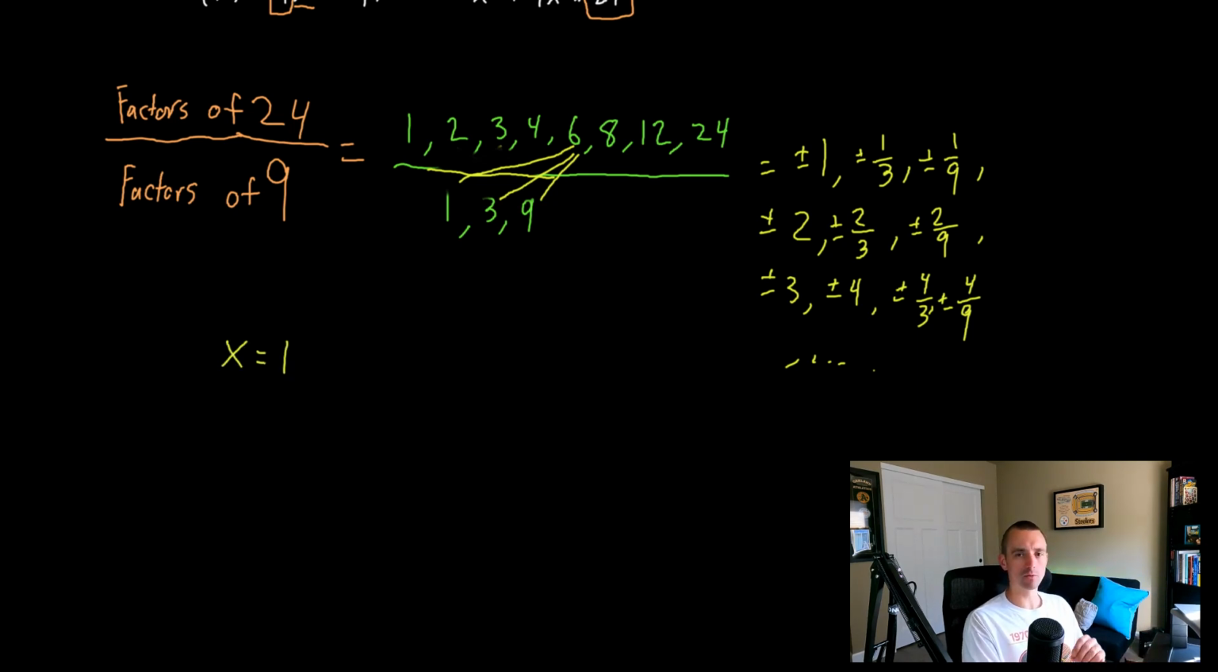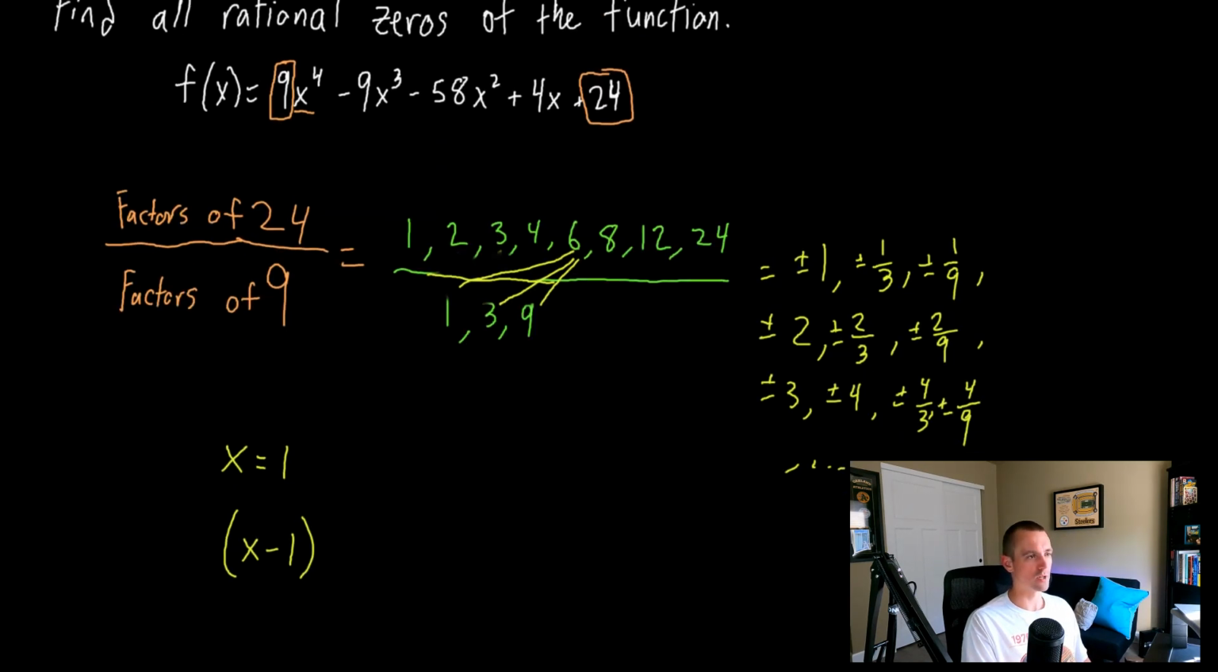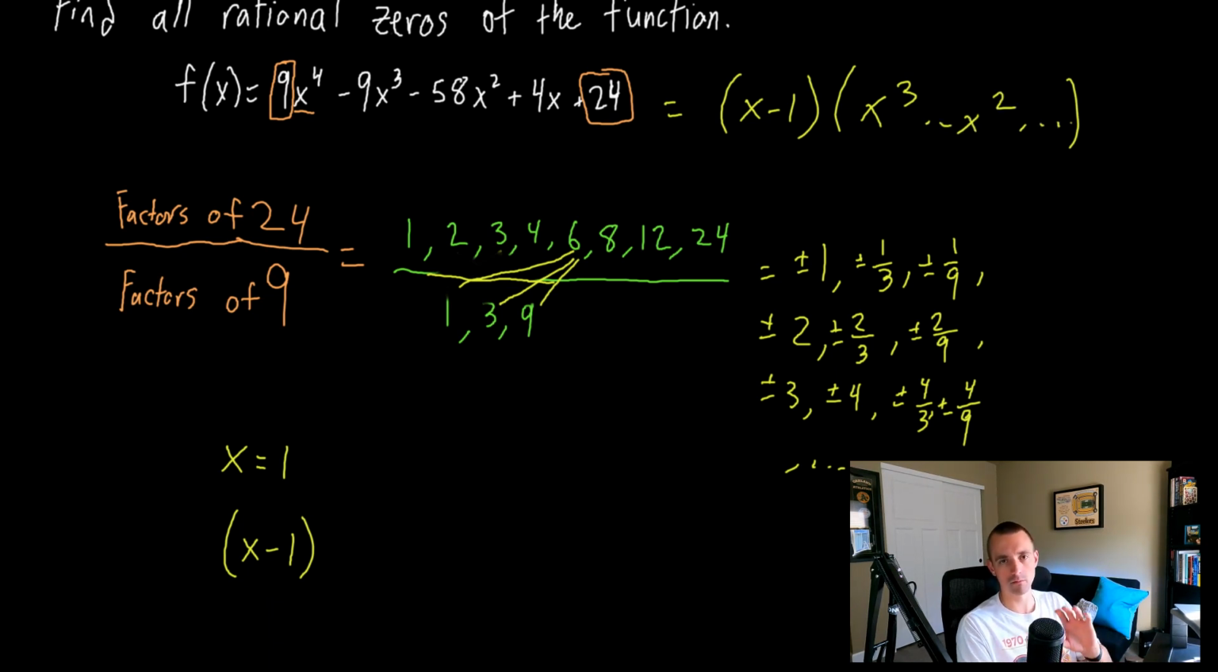If x equals 1 is a 0, that means x minus 1 is a factor of the original polynomial, right? Because if we take this original polynomial, let's say we can break it down as x minus 1 times a bunch of other stuff, like some x to the third term, some x squared term, whatever. I'm not going to show you factoring that out.